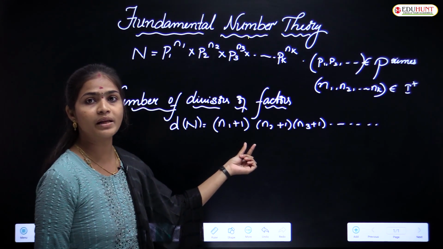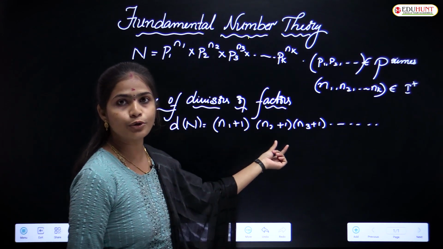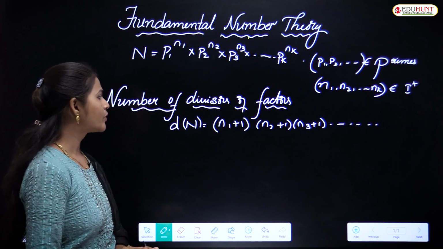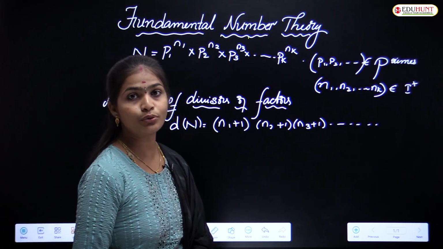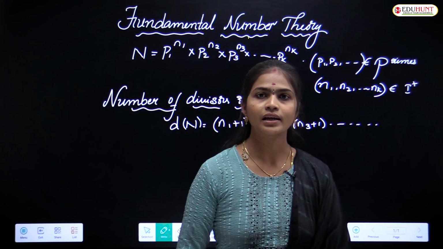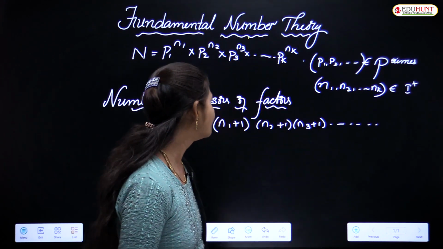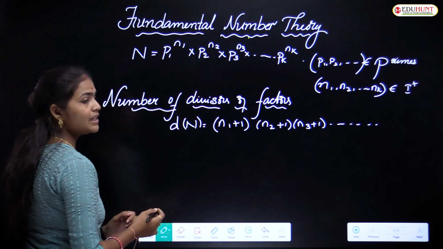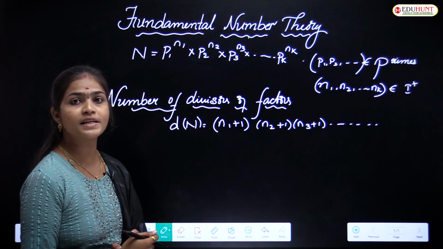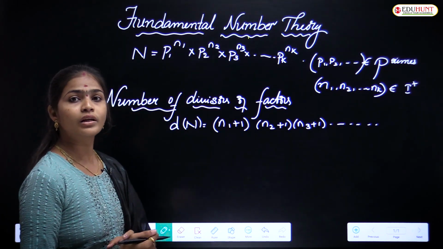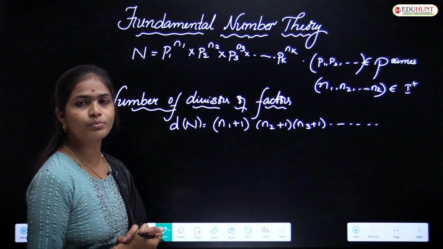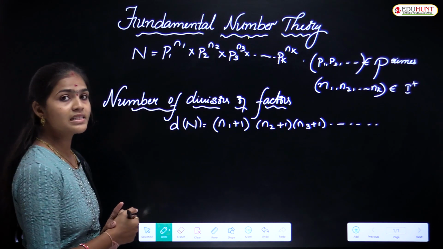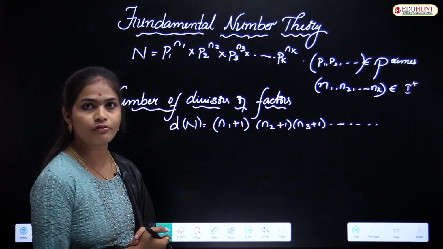So that is the formula: n1 plus 1 into n2 plus 1 into n3 plus 1 and so on. How can we know n1, n2, n3 and so on? Did you get the doubt? See here, first every number should be expressed in standard form. To express it in standard form we have to take the prime factorization of the number.